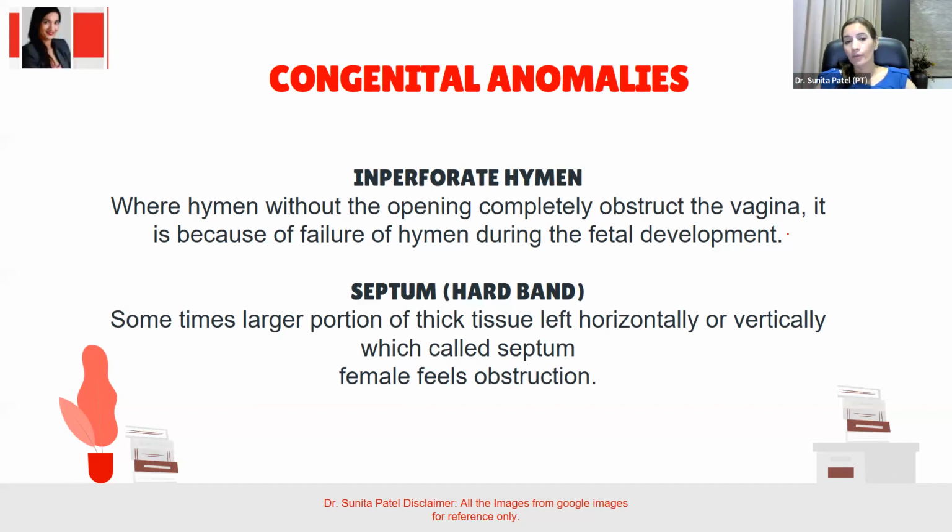Same way, some females can have a hard band, a kind of skin flap, which is very, very thick and does not dissolve under the effect of estrogens and hormones. So the septum tissue can be present, and sometimes a larger portion of thick tissue is left horizontally or vertically and creates a septum. Those females will also have difficulty during penetration and feel obstruction. So sexual intercourse and penetration will be difficult for them. They can be a source of vaginismus, where the female cannot have penetration because of this congenital anomaly, because hymen tissue is present there. So this is the fact about the hymen.